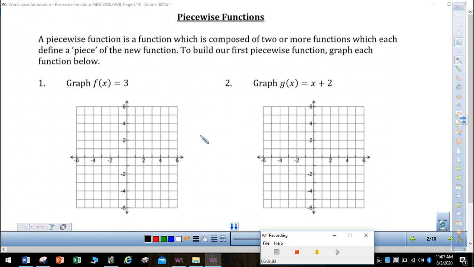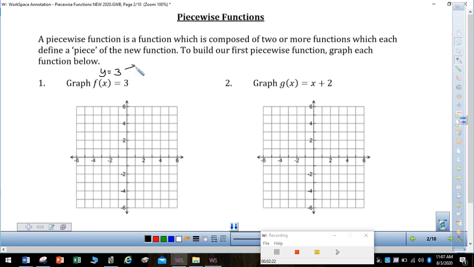So continuing on our note sheet, we're going to see that a piecewise function is composed of two or more functions which each define a piece of the new function. To build our first piecewise function, we're going to graph each function below separately. Notice that we have the function notation here, f of x. That's just another name for y in this case. So when it says to graph f of x equals 3, we're really graphing the line y equals 3.